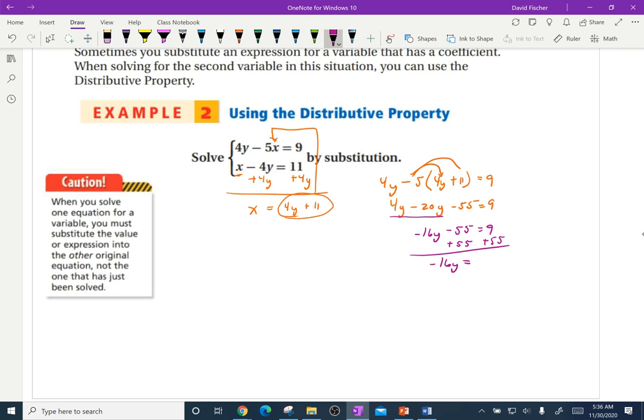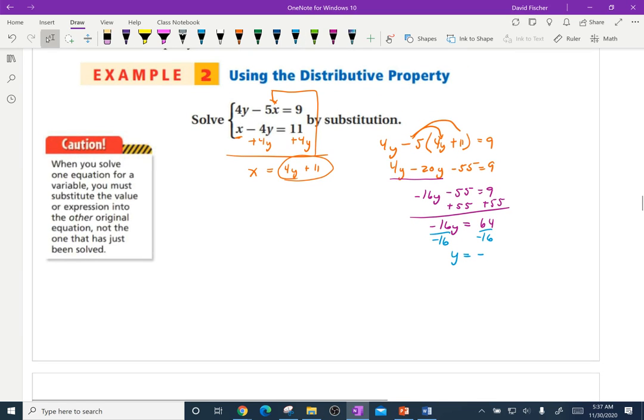Let's see, 55 plus 9 is 64. Last step, let's divide by a negative 16, and I'm hoping 16 goes into 64 nicely. I know it's going to be a negative, a positive divided by a negative. And it does, 4 times. So my y coordinate is a negative 4. Now make sure you put it in the coordinate, we solved for the y, so it's the y value part of the coordinate.